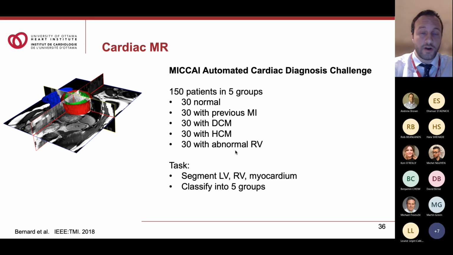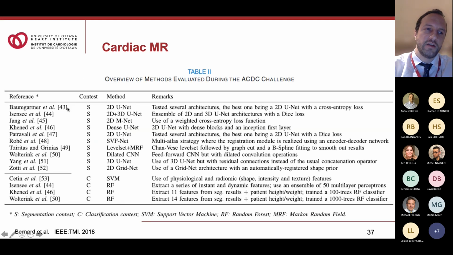Several groups were allowed to submit algorithms, and they were compared head to head amongst each other. So here are some of the groups that proposed algorithms for segmentation, and some of the groups that proposed algorithms for classification tasks. The vast majority of them are based on convolutional neural networks, or CNN, and a lot of the classification algorithms are based on random forest or support vector machine algorithms.